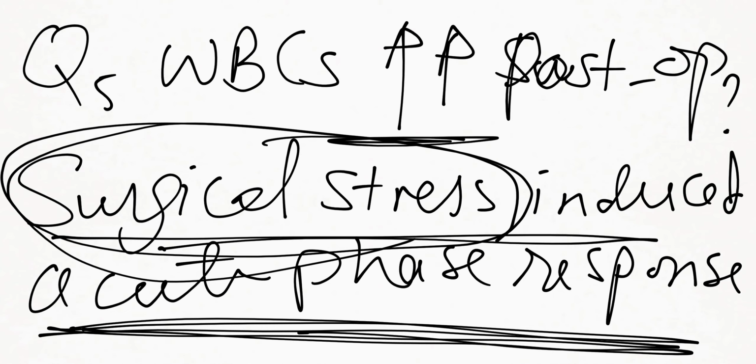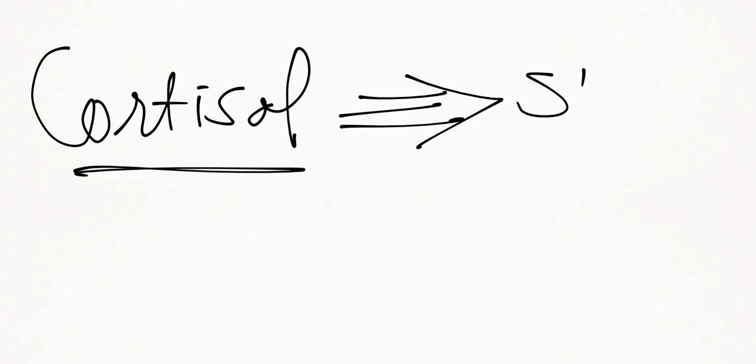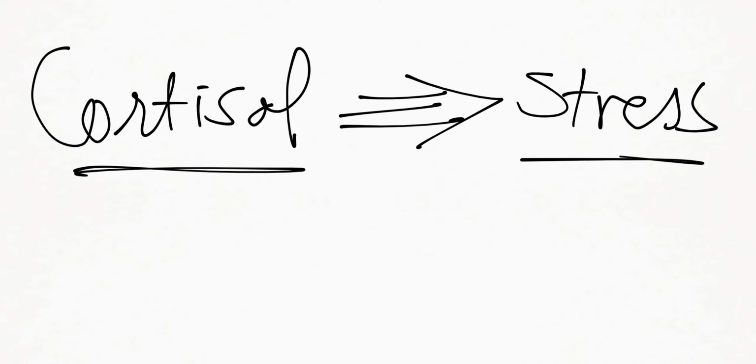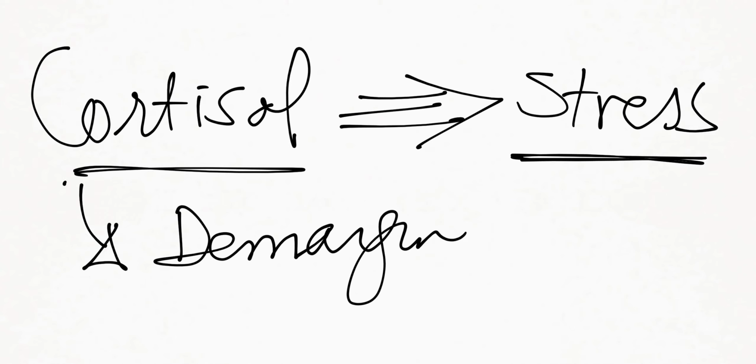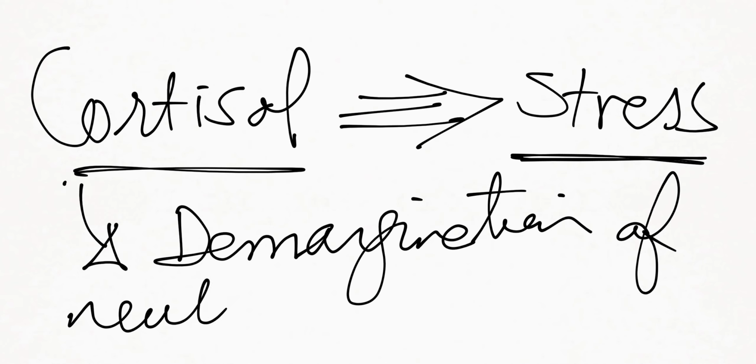So what is the hormone responsible for stress in this case, and in most of the cases actually? It is cortisol, right? Cortisol hormone is the hormone responsible in any stressful condition, surgical or non-surgical, but especially in the trauma case, cortisol is responsible here. So cortisol will lead to something called demargination of the neutrophils, and I will explain that to you now.